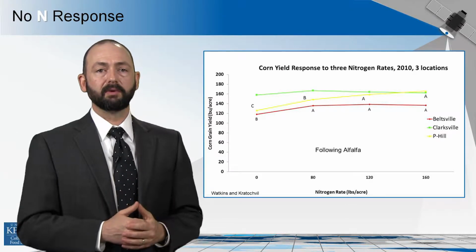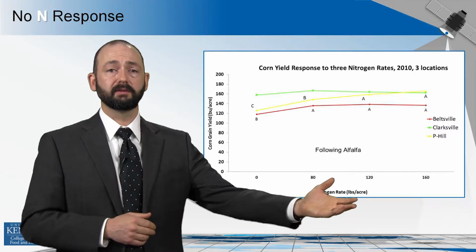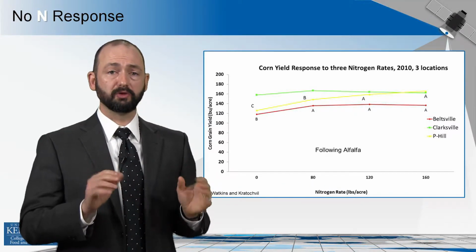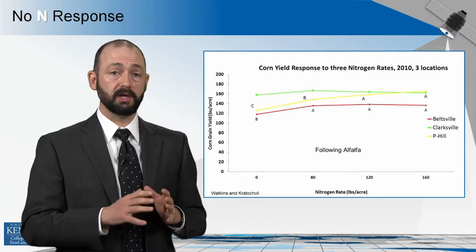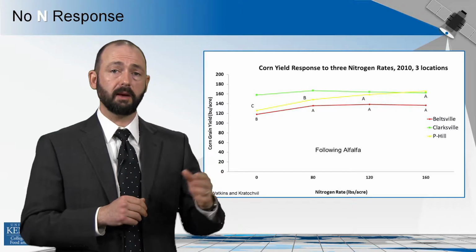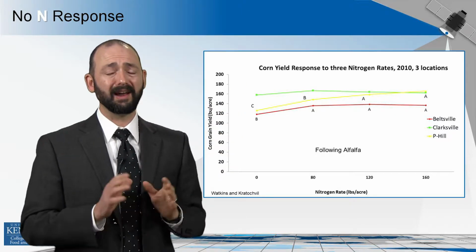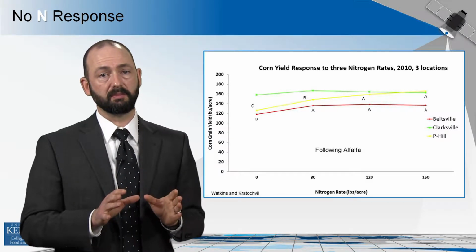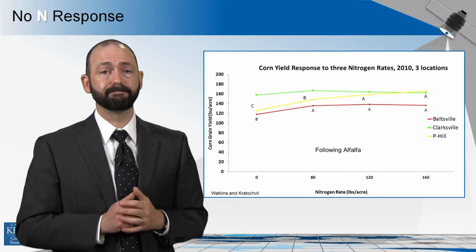So in this example, I've got 3 different field sites where we put out different nitrogen rates and measured the yield. And 2 of the sites respond as we expect to nitrogen. 0 in, we get low yields, and we add some nitrogen and we start to optimize our yields. But we've got this one site that sticks out. We got 160 bushels per acre with 0 pounds per acre of nitrogen applied. What happened here? Well, this was a corn crop following alfalfa.